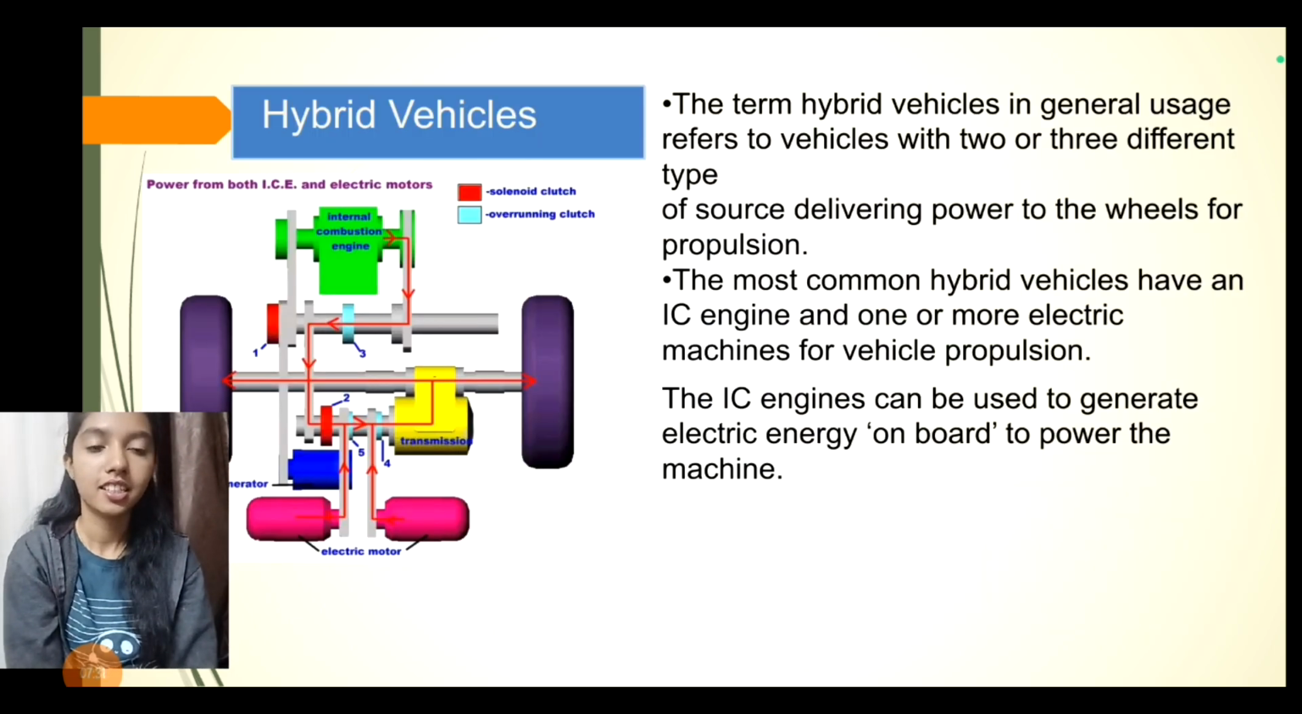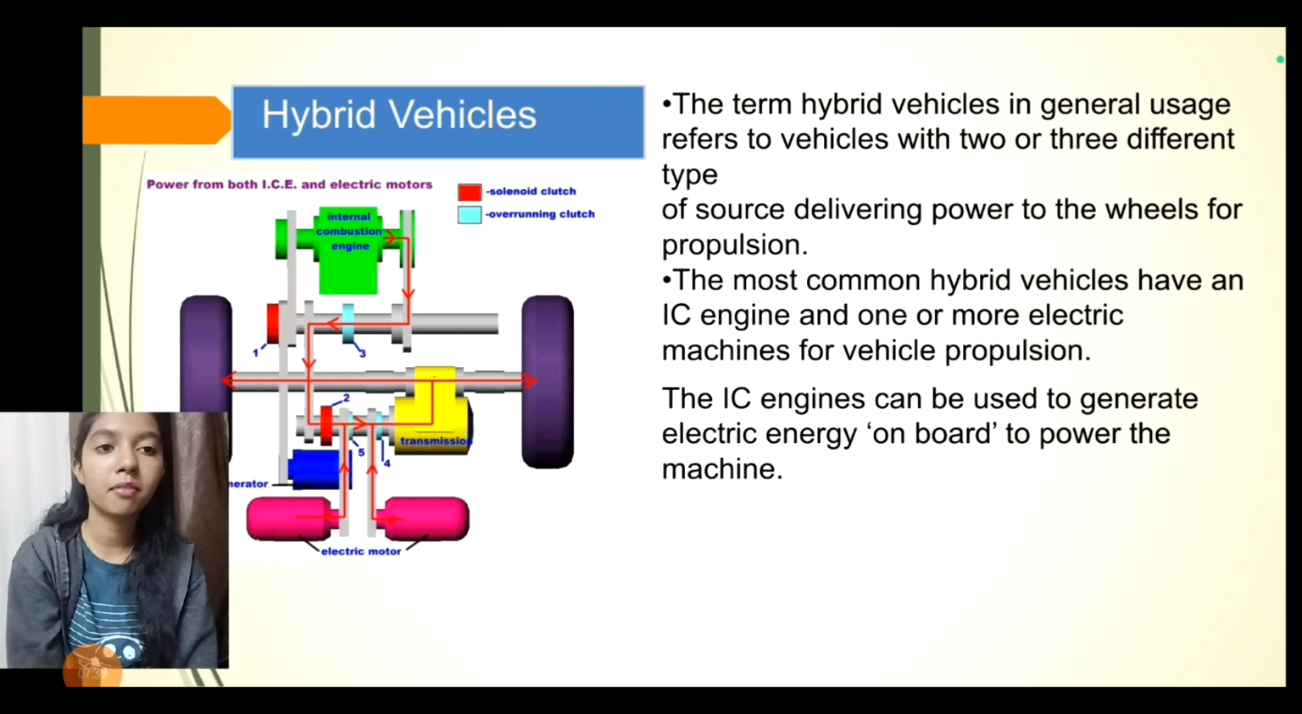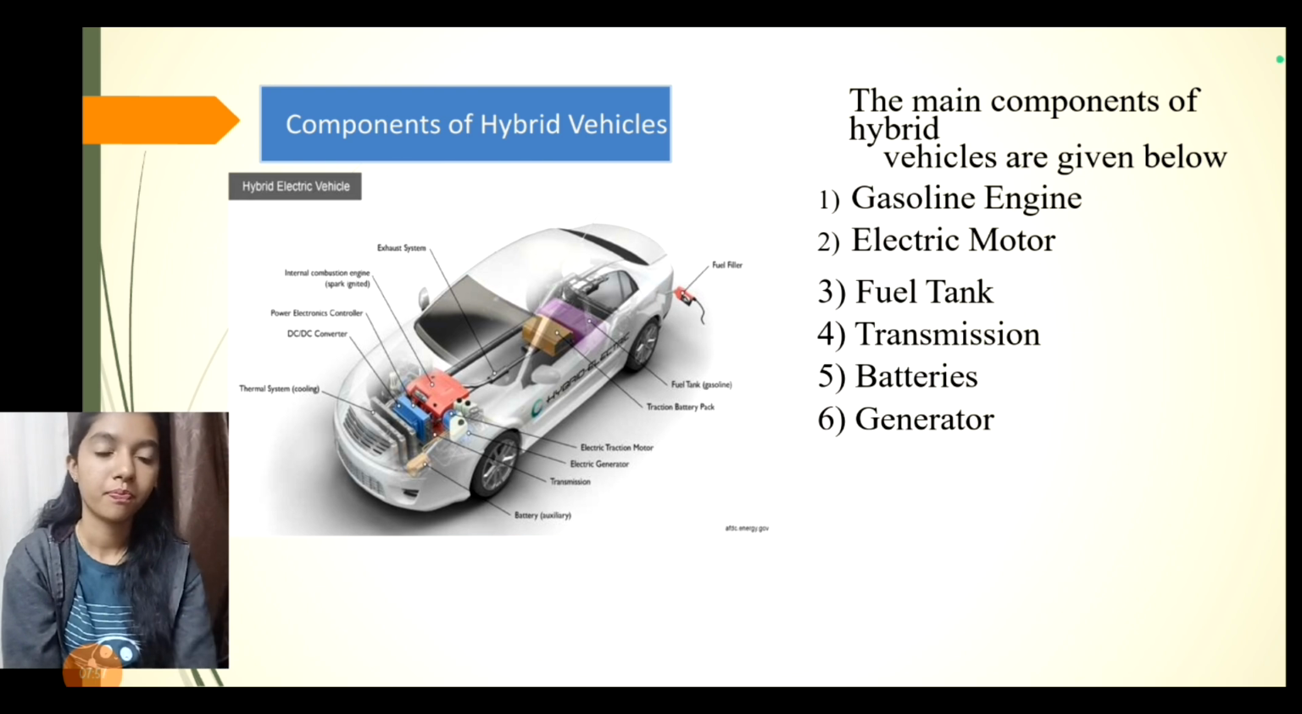Hybrid vehicles. The term hybrid vehicles in general usage refers to vehicles with two or three different types of source delivering power to the wheels for propulsion. The most common hybrid vehicles have an IC engine and one or more electric machines for vehicle propulsion. The IC engines can be used to generate electric energy on board to power the machine. The main components of hybrid vehicles are given below: gasoline engine, electric motor, fuel tank, transmission, batteries, and generator.